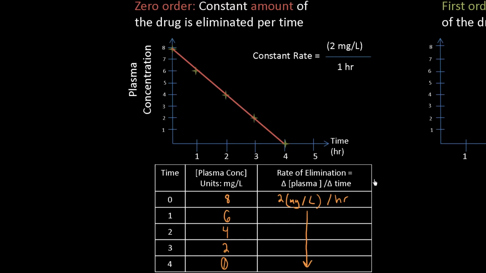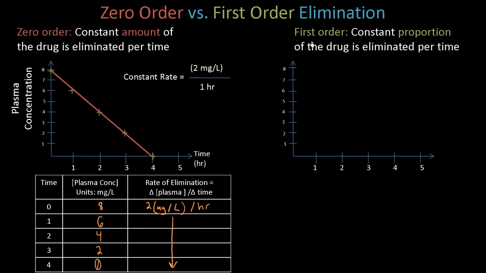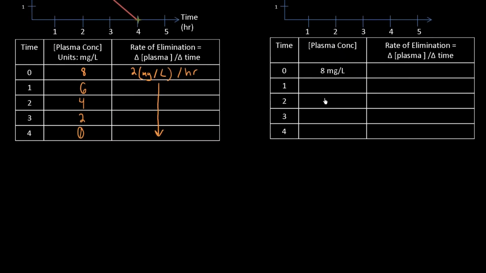Now let's compare this to first order elimination, which is happening most of the time. So with first order elimination, a constant proportion of the drug is being eliminated per unit time. And so the example we're going to use here is we're just going to say 50% of the drug is eliminated per hour. And I'm using the hour because it's simple and it allows us to compare these two graphs. So using the same table, what I'm going to say is every hour that goes by, half of that drug is being eliminated. It's a constant proportion.